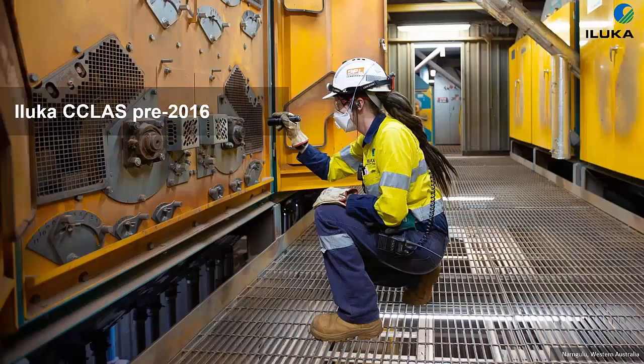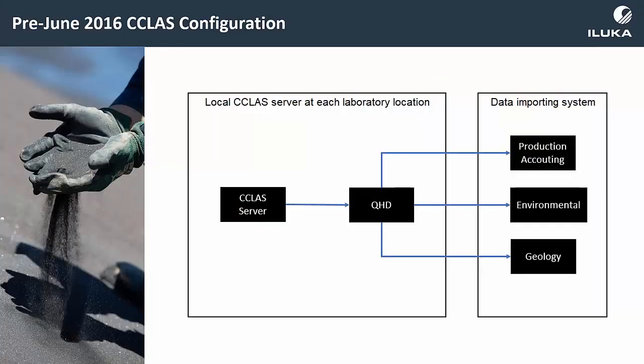So just to go into a bit about what our CCLAS structure looked like prior to 2016. At each of the laboratories we had an individual instance of CCLAS that sent data to our history database, and then our three primary data importing systems, production accounting, environmental, and our geology systems pulled data from CCLAS.